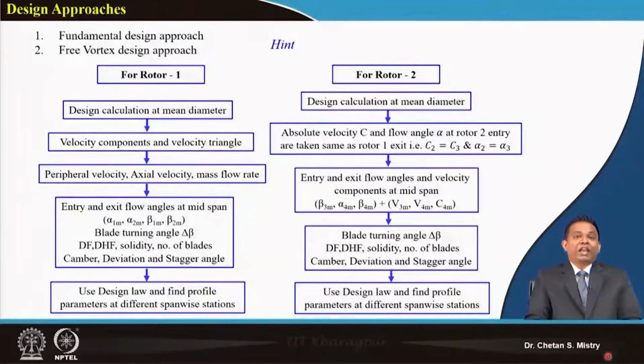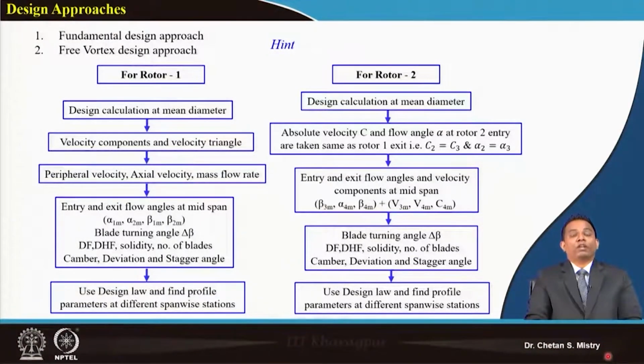Once we have the calculation at the mid station, we can do the calculation at different locations along the span and make our blade ready. That is how we will move ahead with the design of this contra rotating fan. Now the very first thing, let's take up the rotor 1 design.